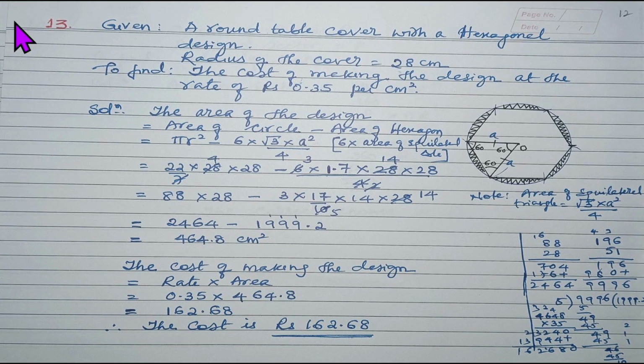Now coming to the next example, example number 13. We are given a round table cover with a hexagonal design. So we have a circular, round table cover with a hexagonal design on it.